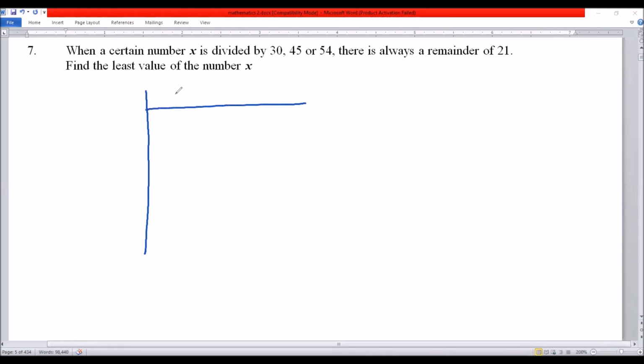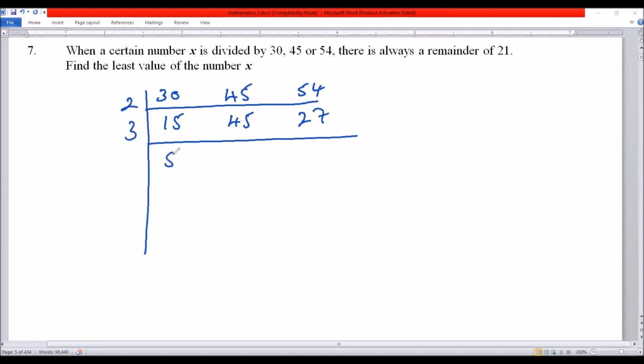So we put this is our number 30, then we have 45, and we have 54. So we can start by dividing by 2. This will give us 15. This will remain 45, and this will give us 27. Again, we divide by 3. This will give us 5. This is 15, and that is 9.